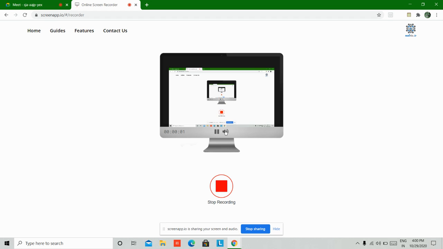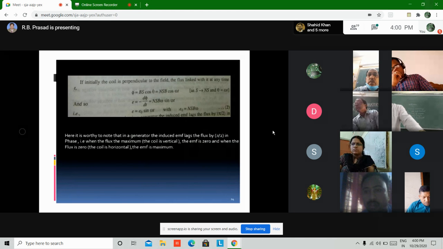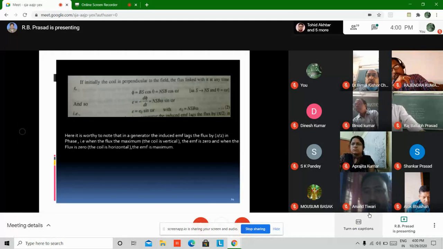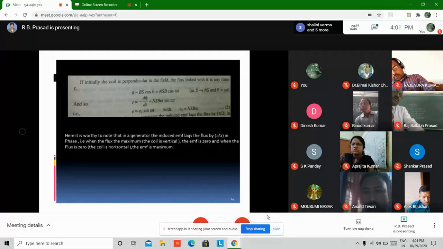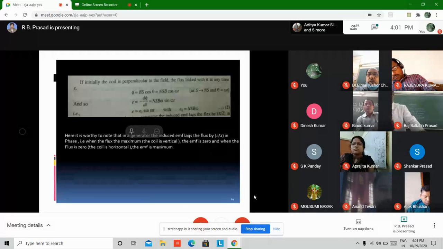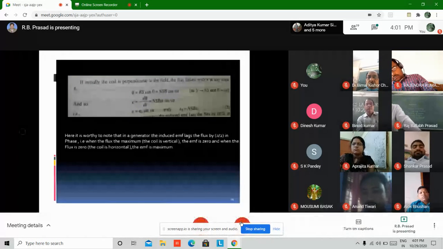Number of turns of the armature, then it will be N S into B cos theta. We can change this theta: angular speed is equal to theta by t, and from there theta can be eliminated with the help of omega t. So omega is the angular speed and t is the time, instantaneous time. Sidewise it is shown.